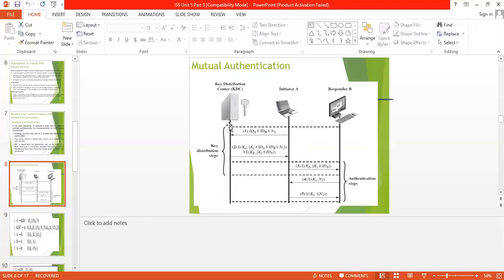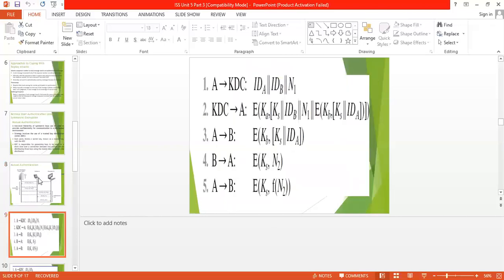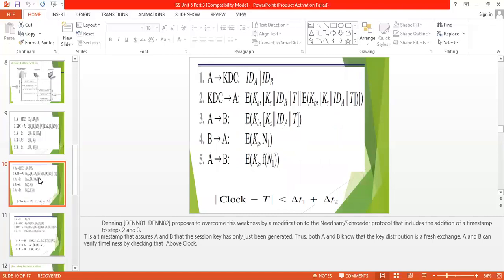So there are the key distribution steps and the authentication steps. This is the simple mutual authentication between A and B. After this, timestamps were included in the above procedure by Denning in '81 and '82.